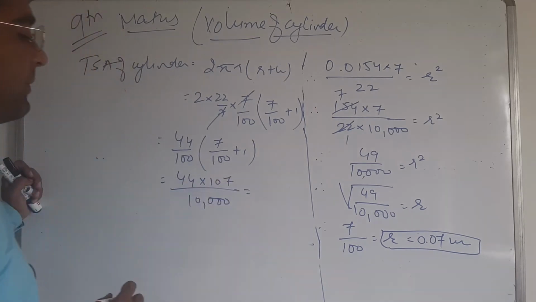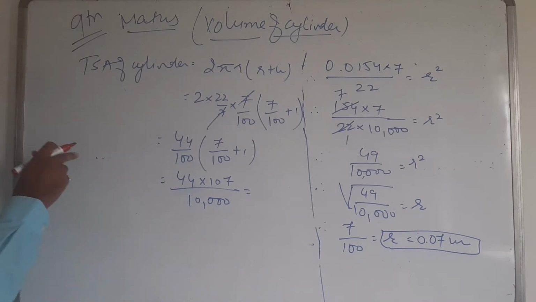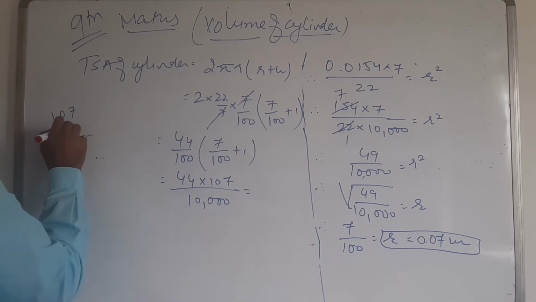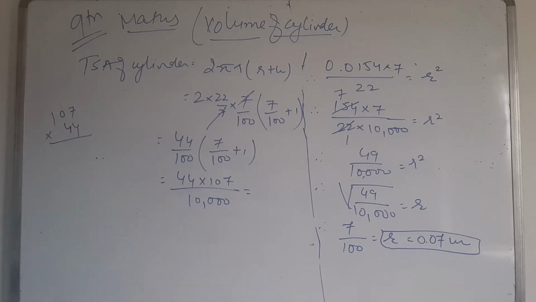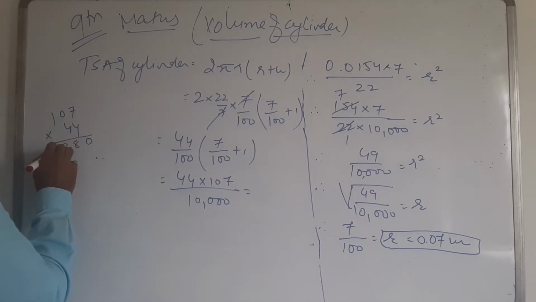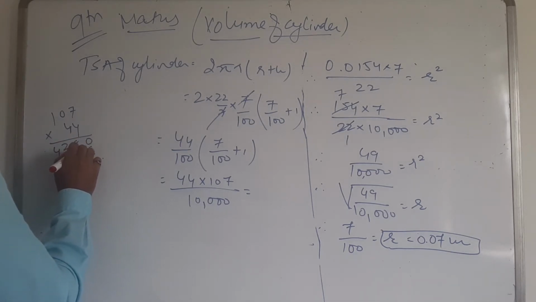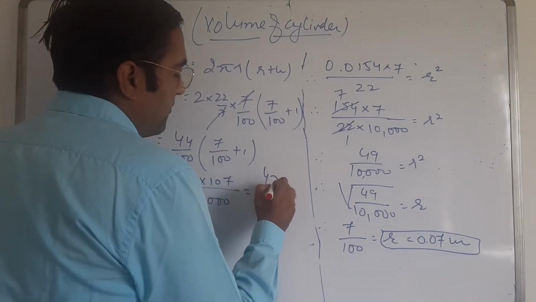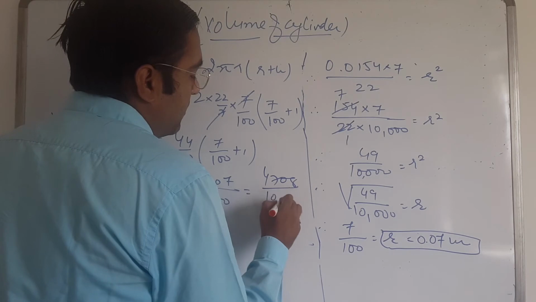Okay, so multiply them. Multiply fast, students. 107 into 44, what is the answer? Tell me fast. So my answer is 4708 by 10,000.